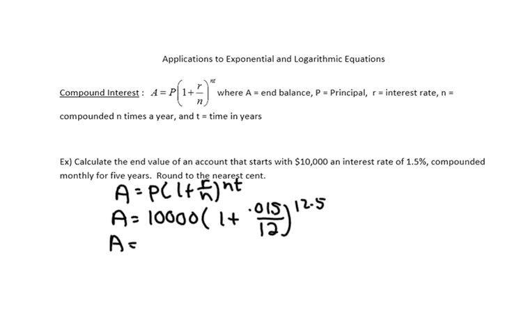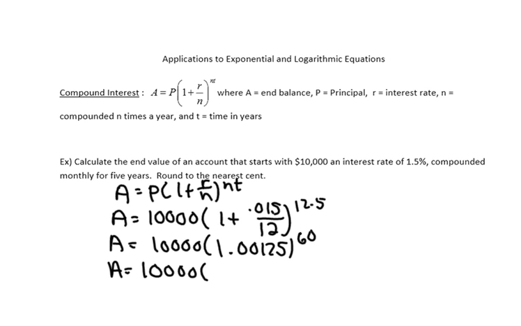Okay, remember order of operations. So I'm going to do what's inside the parentheses first. So that's going to be this. And we know 12 times 5 is 60. So we're going to take that number to the 60th power first. Again, order of operations. And now multiply by 10,000. Okay. So again, I'm going to round to the nearest cent also.